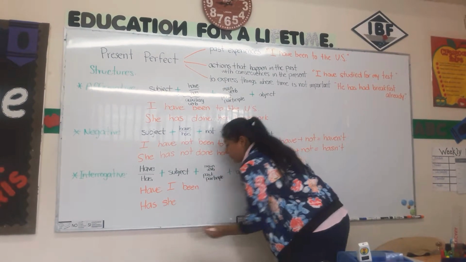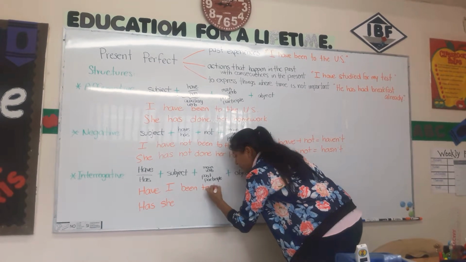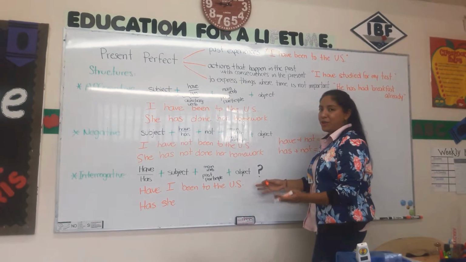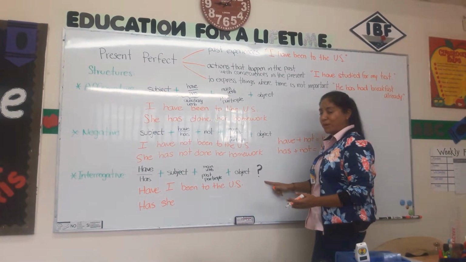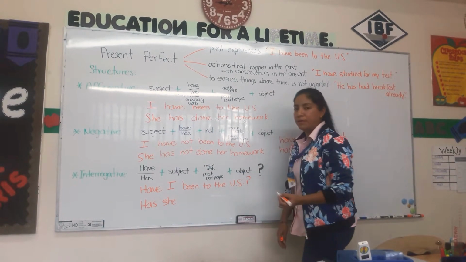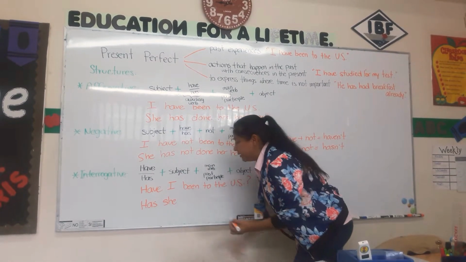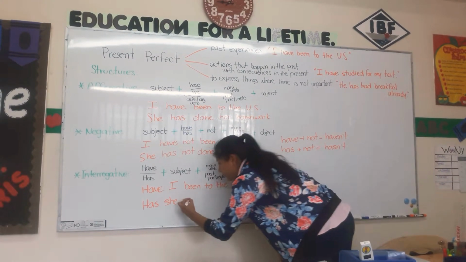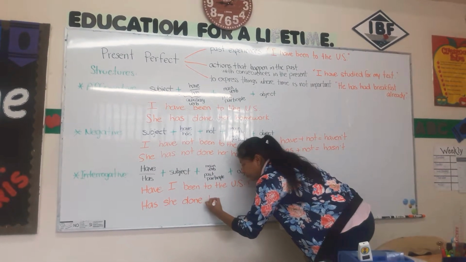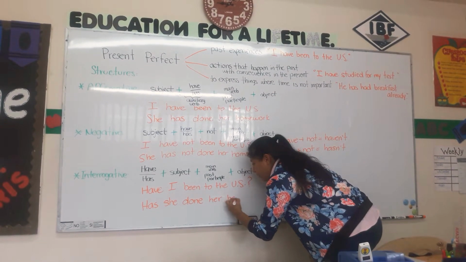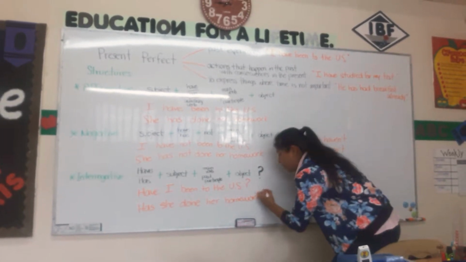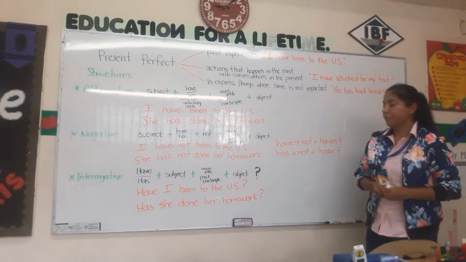Been, our object, to the US. And since it's a question, what do we need at the end? Our question mark. And then in the second example, has she, our main verb in the past participle, done, and the object, her homework. And question mark. You see?